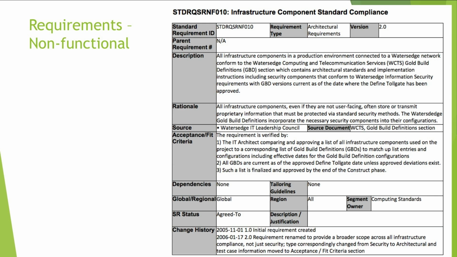Then there are acceptance or fit criteria, which is a way of allowing you to verify whether the requirement was adequately incorporated, whether there are any dependencies or tailoring guidelines, what region it falls under, and then the information about the status and any description or justification if needed, and a change history to document how this requirement has evolved over time.